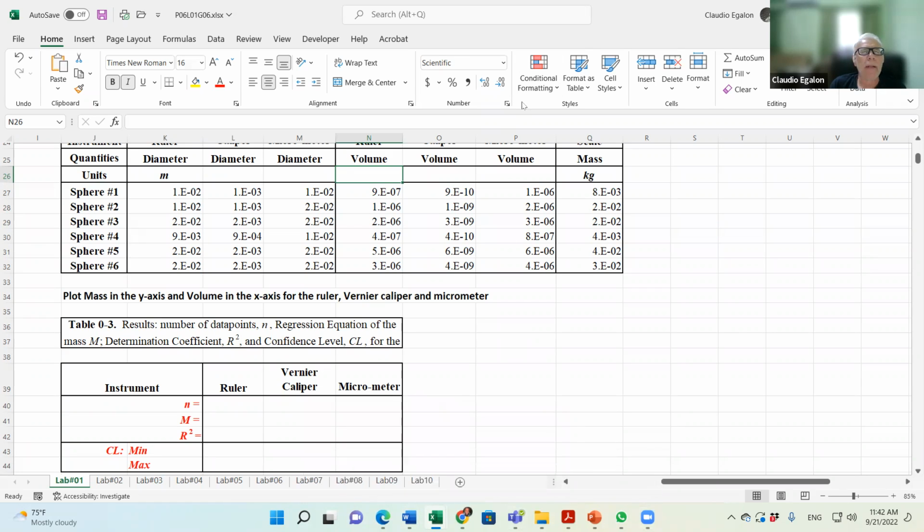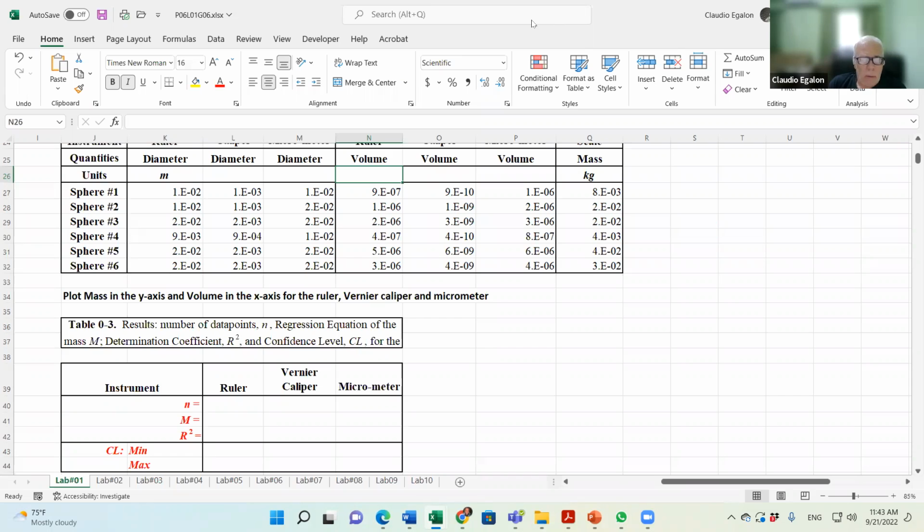Now we're going to go to the actual experiment. This is just an introduction to what you have to do for every experiment that we perform. You have to worry about the units. You have to worry about the significant digits. You have to worry about the proper format. The format can be regular numbers or numbers in scientific format.